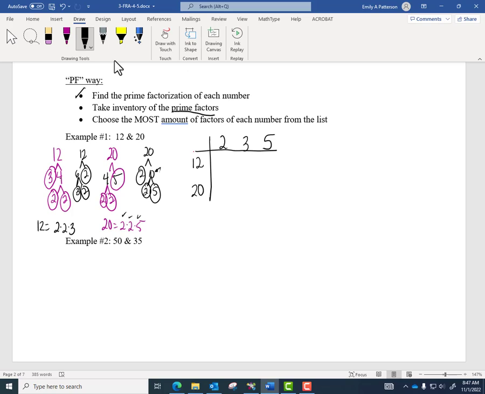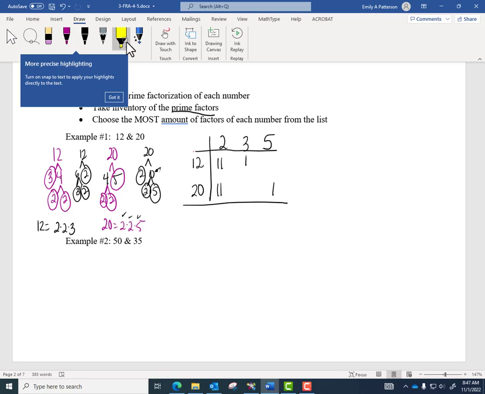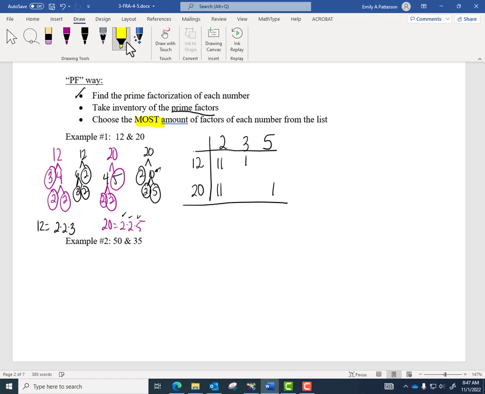So then I take an inventory. So it's like a tally mark. 12 is made up of a couple of 2s and a 3. 20 is made up of a couple of 2s and a 5. Now here's the one that's the trickiest for most people. I choose the most of each factor. Not the total, not the least or anything like that. It's the most.